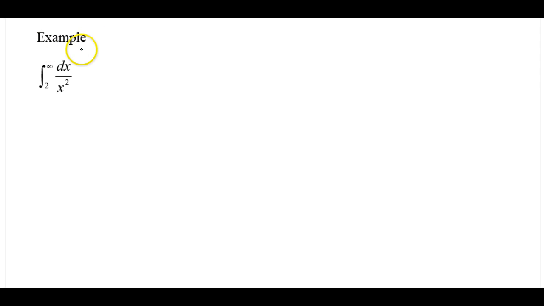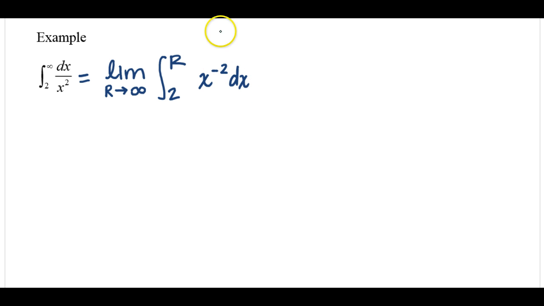Alright, so let's take a look at our first example. We have the integral from 2 to infinity of dx over x squared. So what we need to do is turn this into the limit as r approaches infinity of the integral from 2 to r, so the upper limit of integration was infinity. I replaced it with an r and let r tend to infinity through a limit, and then I'm going to rewrite my integrand as x to the negative 2, and then I'll put my dx.